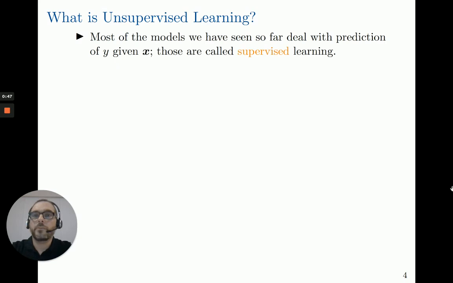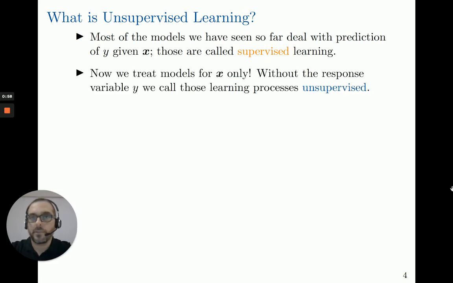So most of the models that we have seen so far deal with prediction of y given x. Those are called supervised learning. Now we are going to treat models for x only. So we don't have the response variable y anymore, and these techniques are called unsupervised learning.